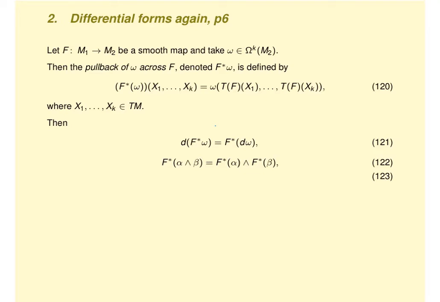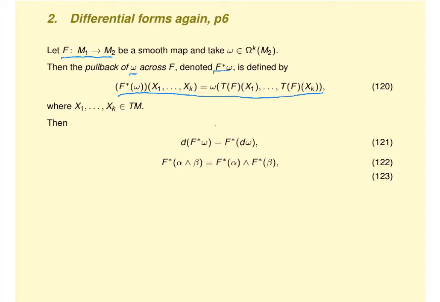This is pullbacks. Given a smooth map F from manifold 1 to manifold 2, we can take a differential form of any order on the target and pull it back to give a differential form of the same order on the domain. And the formula is very straightforward. Take omega on the target, and the pullback, denoted F upper star omega, is defined like this. All I've done is map the x's from the domain to the target by using the tangent map to F. So that's very straightforward, and the checks that it's alternating and linear are very straightforward.